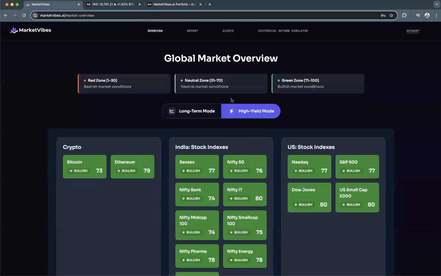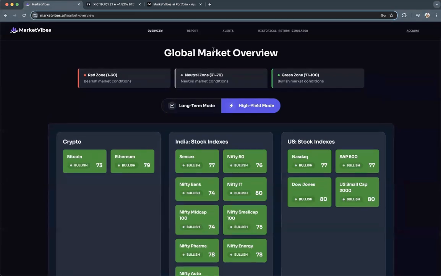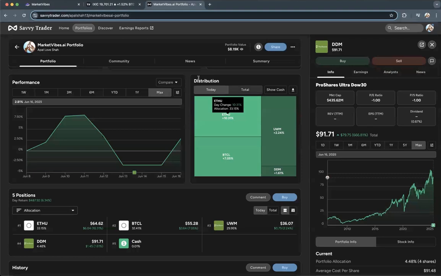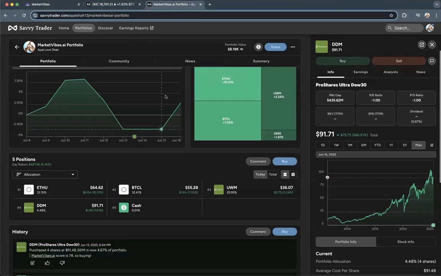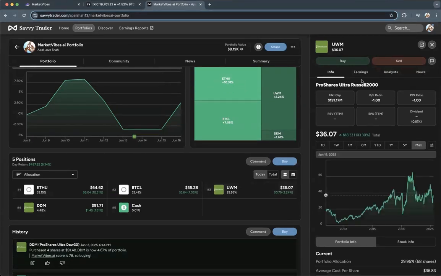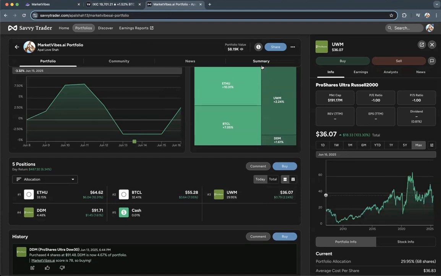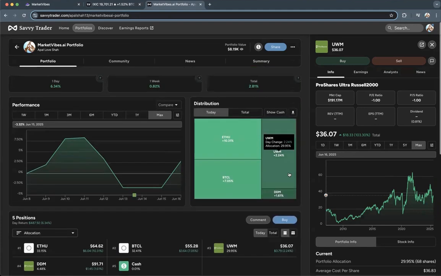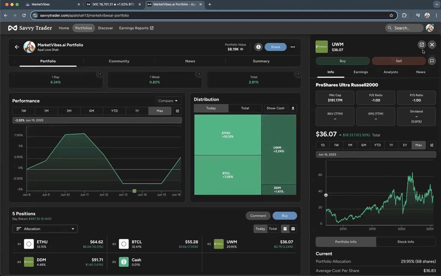So I saw green on MarketVibes.ai. I think we started this portfolio around last week, Friday. So we started basically saying, hey, this is green, we're gonna get in, and that's that. And then the last one is Russell 2000, which has also been showing bullish momentum. So we got in. I'll post the link of this portfolio if you want to check it out. You can just follow us here and see what we are doing.